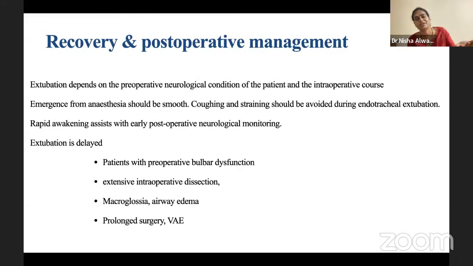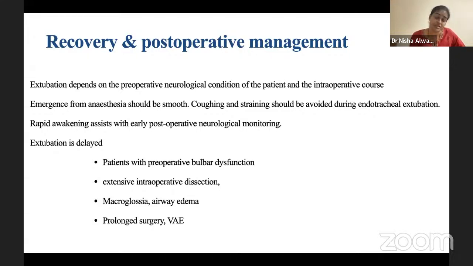This is about the recovery and the postoperative management. Once those complications have been attended to, the other important thing is the decision of whether to extubate or not. If the patient has a preoperative bulbar dysfunction, if the patient has undergone an extensive intraoperative dissection near the brainstem, or if the patient has any intraop events like venous air embolism, then we decide against extubation. We sedate the patient, we ventilate the patient, and then slowly we extubate the patient in an elective manner in the ICU.